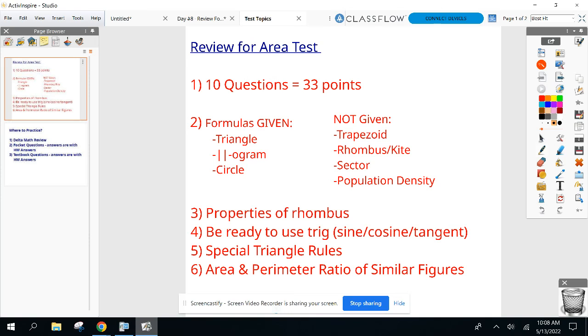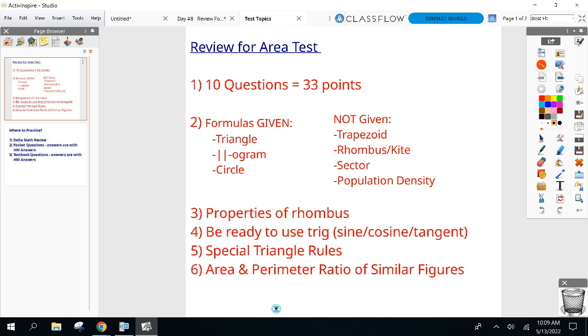So this same document is up on Classroom right now. Let's go over a couple things. I have a couple questions to ask you guys. 10 questions, 33 points. We got that out of the way. I am going to give you a formula sheet just like the one on the back of your packet. Just realize there are only 3 formulas from this unit that are useful: triangle, parallelogram, and circle. So those are on there if you don't want to study them.